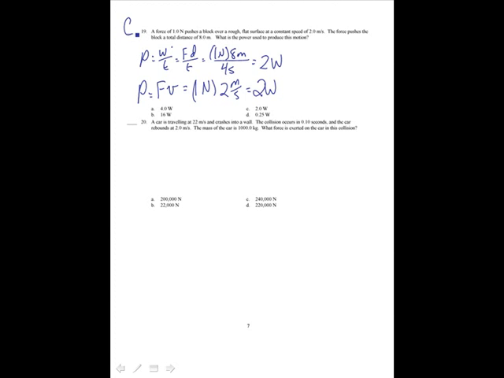A car is traveling at 22 meters per second and crashes into a wall. The collision occurs in 0.1 seconds, and the car rebounds at 2 meters per second. The mass of the car is 1,000 kilograms. What force is exerted on the car in this collision?